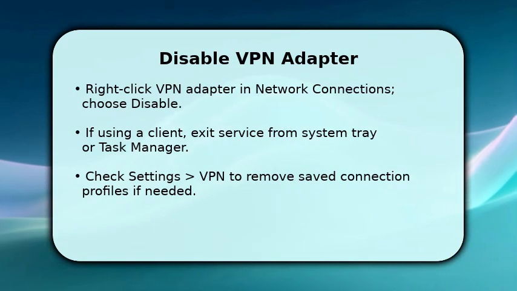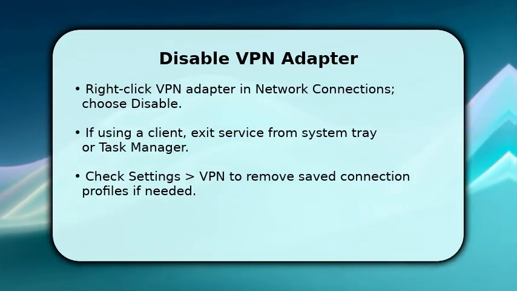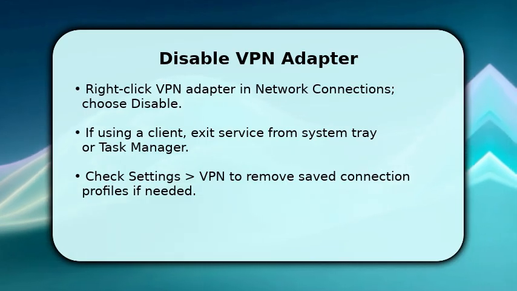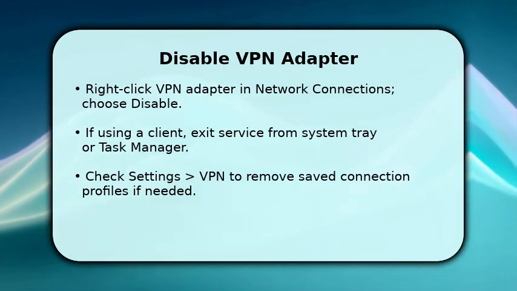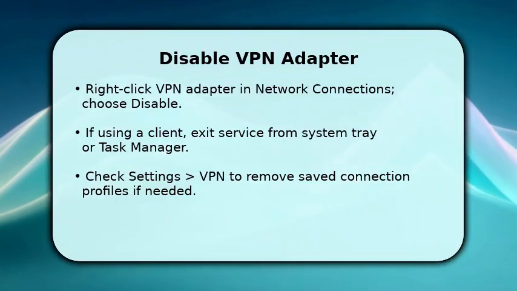Next, right-click the VPN adapter in Network Connections and choose Disable. This immediately severs the tunnel at the network layer. If you use a third-party VPN app, quit it from the system tray or open Task Manager to end its background service, because some clients re-enable adapters.